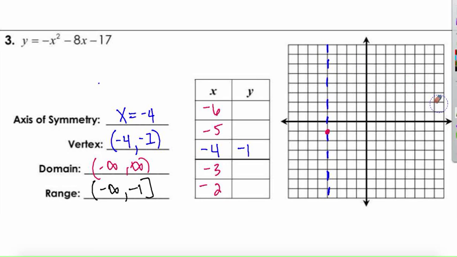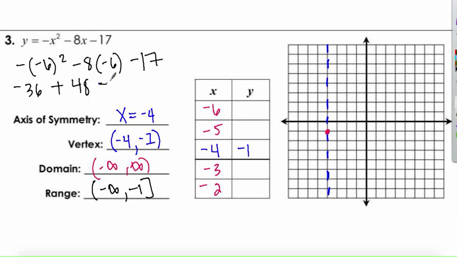So when we plug in all these values, we've got negative 6 squared minus 8 times negative 6 minus 17. So negative 6 squared would become a positive 36. Then there's a negative outside, so I got negative 36 plus 6 times 8, which is 48, and then minus 17. So when I do these calculations, negative 36 plus 48 minus 17 gives us a negative 5.